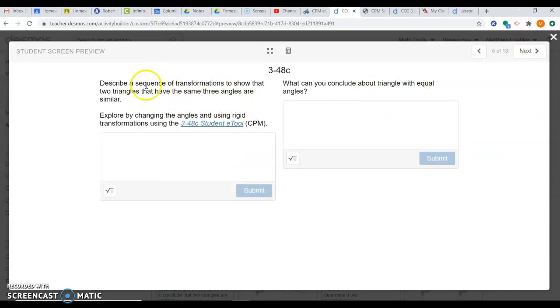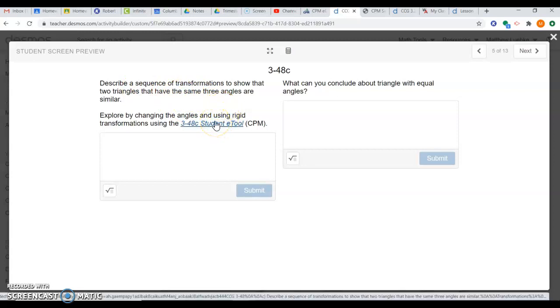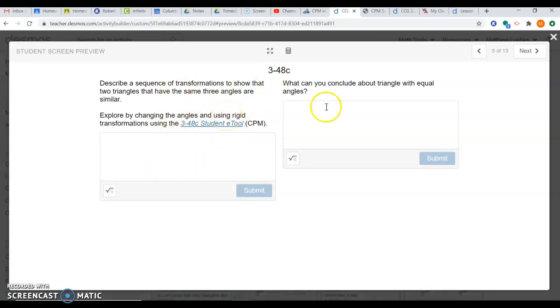So then now it's going to lead us into describing a sequence of transformations that show that two triangles that have the same three angles are similar. Okay, and then we're going to use these rigid transformations in the E-tool to describe it. And then what can we finally conclude about triangles with equal angles? And we can make a statement about their similarity there.